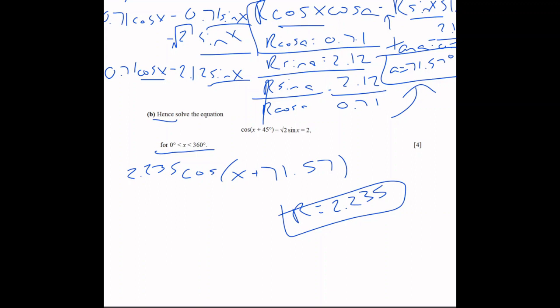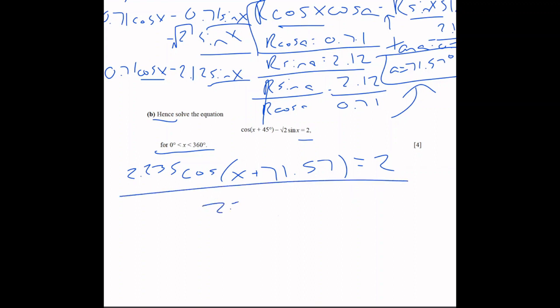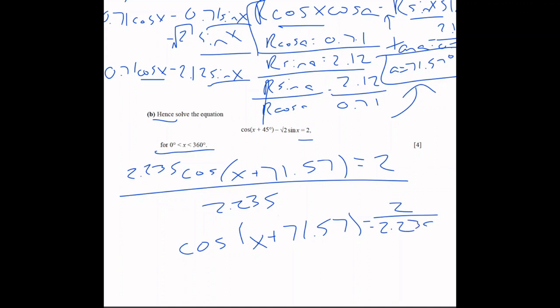So now, because they tell me it was equal to 2, I'm going to set it equal to 2. And now I can also erase my r down here. I just knew that we needed that, so I kept it there. There we go. And now we're going to solve like it's a normal equation. First, I want to get x by itself in general. So first, I have to divide by 2.235. So cosine of x plus 71.57 will equal 2 over 2.235.